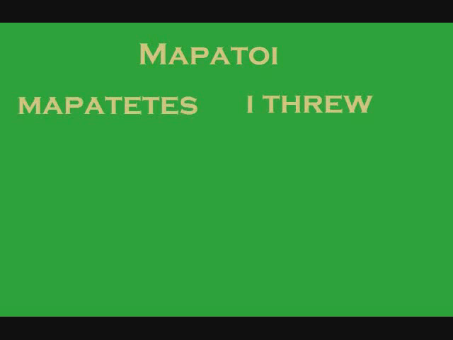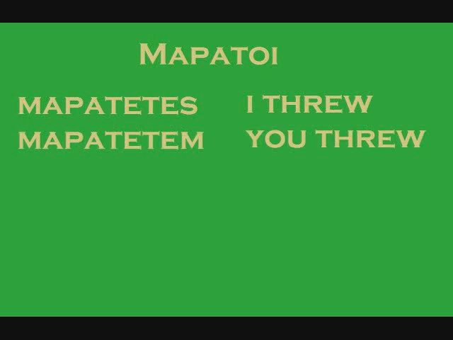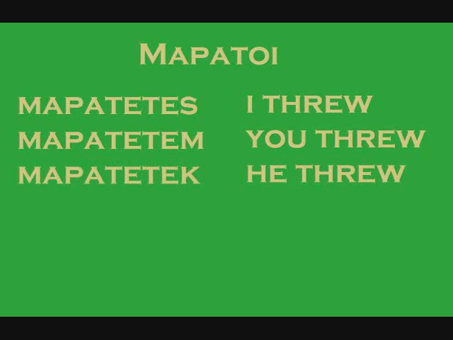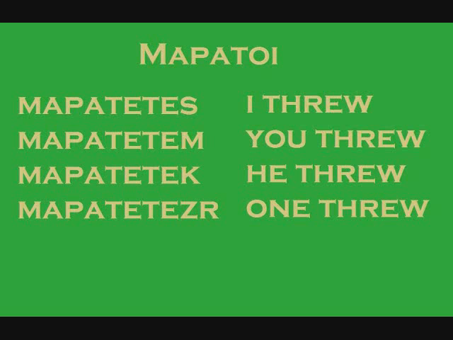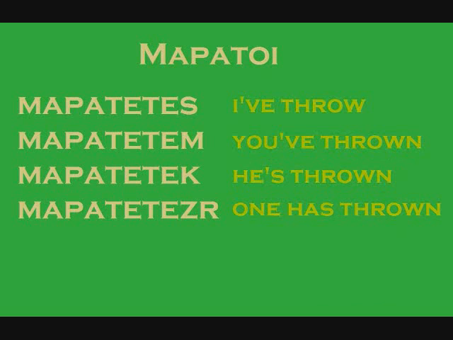So let's conjugate mapatoi in the singular simple past. First person, mapatetes, I threw. Second person, mapatetem, you threw. Third person, mapatetek, he, she, or it threw. And fourth person, mapatetezer, one threw. This can also be translated as have thrown, depending on context.